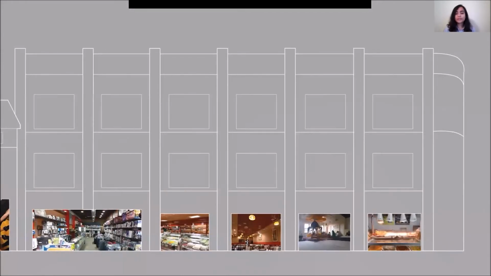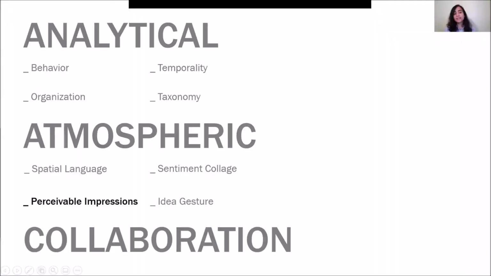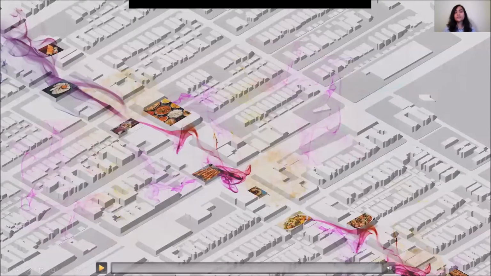So they can be a gurudwara or a sweet shop or anything inside, which is very different from what the architectural facade is really talking about. The architectural facade does not really tell you what is inside, but it's the signage that tells you what is inside and drives you inside. The next type of drawing I want to talk about is perceivable impressions.